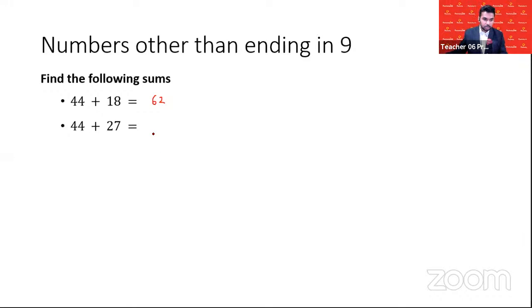So 44 plus 27 is the next. First add 30, that would be 74, and 3 is taken away. So that is 71. Let's do one more. 55 plus 28, again add 30 and take 2 away. So 85 minus 2, which is 83.